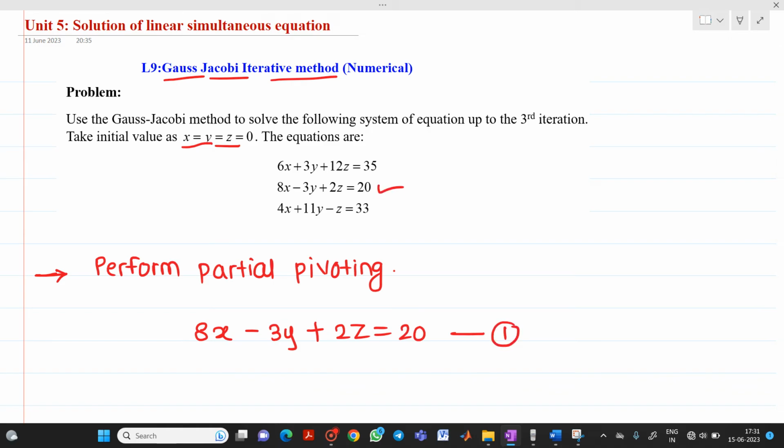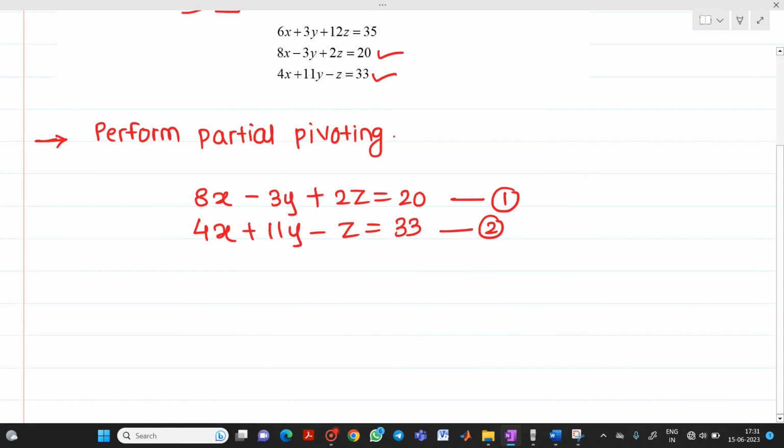So this equation is over now. Now look at the remaining two equations. Check the coefficient of y. The equation which has the larger coefficient of y magnitude-wise, consider that equation as the second equation. So you will get 4x plus 11y minus z equal to 33. Treat this as equation number 2, and the remaining equation is equation number 3, that is 6x plus 3y plus 12z equal to 35. So this will be your equation number 3.